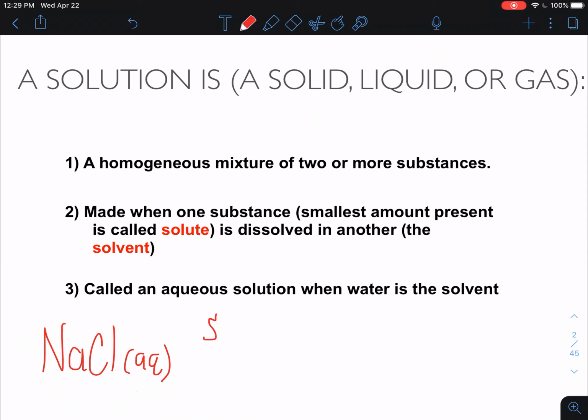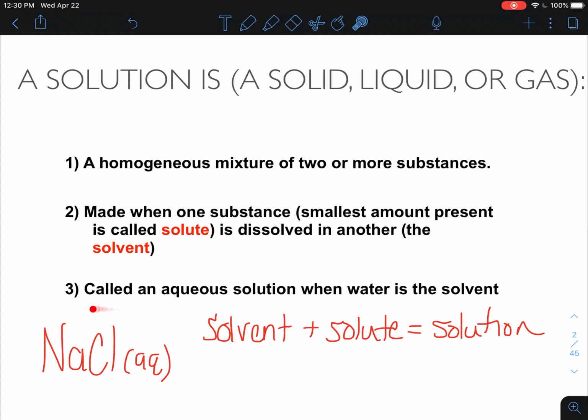So solvent plus solute equals solution, all right? And when we say that it's a homogeneous mixture, it means essentially that the solution phase is going to take the phase of the solvent. So even though, for example, in sodium chloride aqueous solution the solute is solid, the solvent is liquid water, so the solution itself is going to be liquid, okay? And again, aqueous solutions are when water is the solvent.